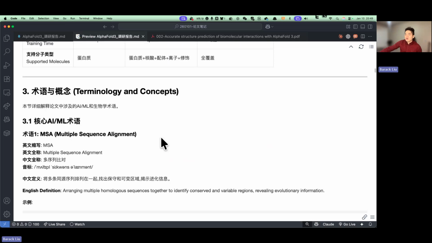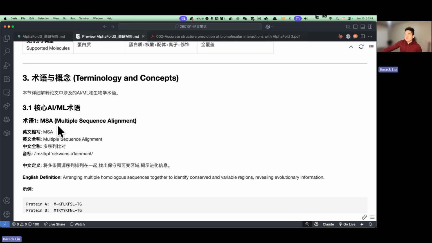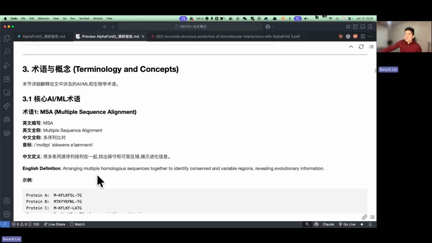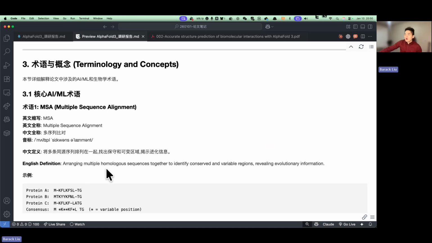Technology and concepts. Okay, here is MSA. Multiple sequence alignment: arranging multiple homologous sequences together to identify conserved and variable regions, revealing evolutionary information.